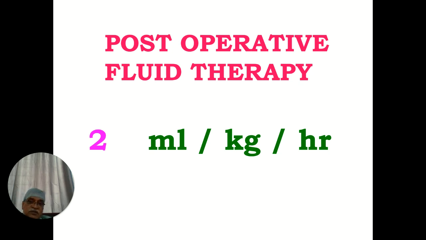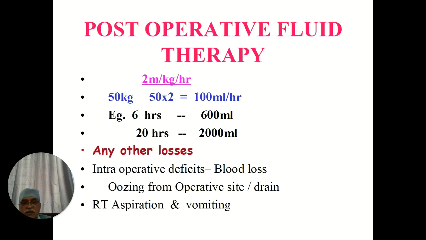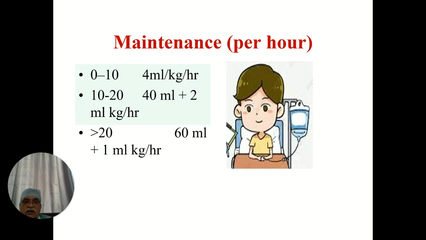In children we use the 4-2-1 formula. First 10 kgs 4 ml, next 10 kgs 2 ml, more than 20 kgs 1 ml per kg. For a 23 kg child, first 10 kgs, 10 into 4 is 40, next 10 kgs, 10 into 2 is 20, next 3 kgs, 3 into 1 is 3 ml, so 63 ml.